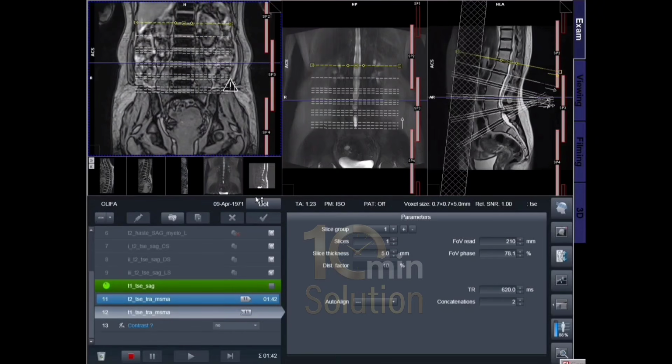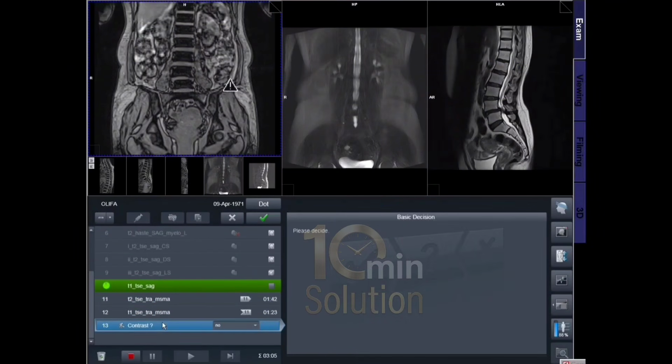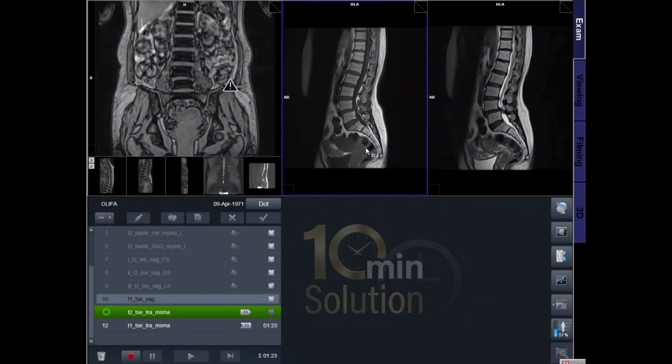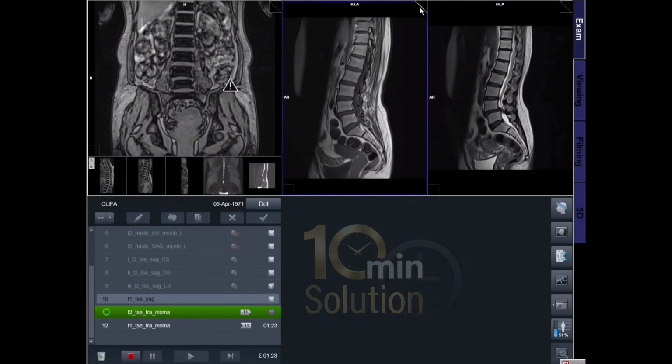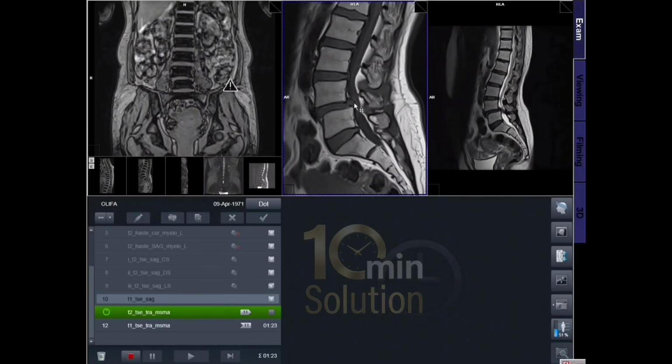Another is T1: just open the protocol and copy the parameters, slice and saturation. Now apply. This patient needs no contrast. Just delete the protocol. Now planning is complete, and look here at the T1 sagittal images.